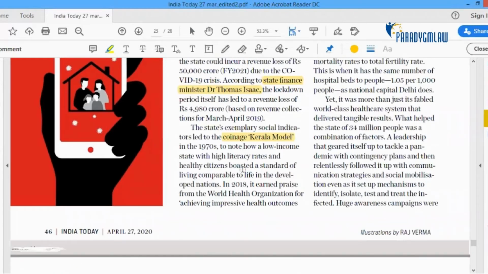Now we have the state's exemplary social indicators led to the coinage Kerala model in the 1970s. This basically, though being a low income state, it had high literacy rates and the citizens were known to be healthy and boasted a standard of living comparable to life in the developed nations. This is from the 1970s, where this term was coined, the Kerala model. So as to just emphasize that compared to all the other states in India, Kerala did well in terms of standard of living.